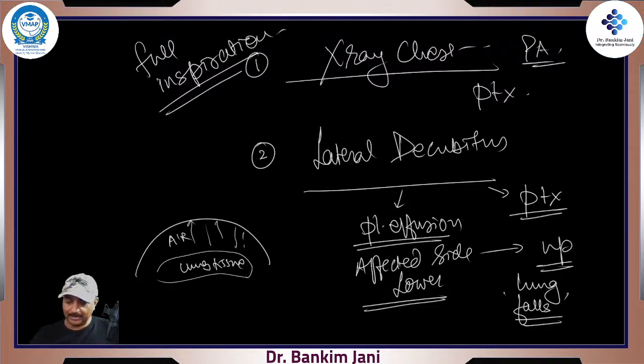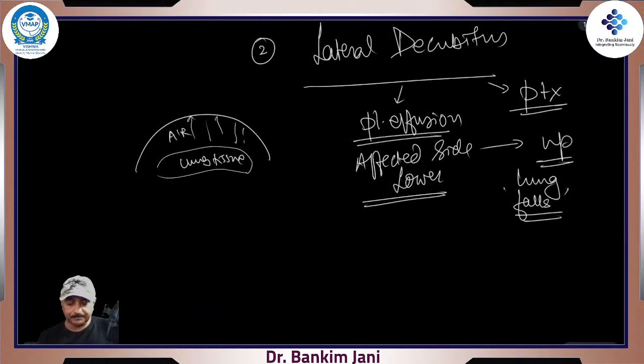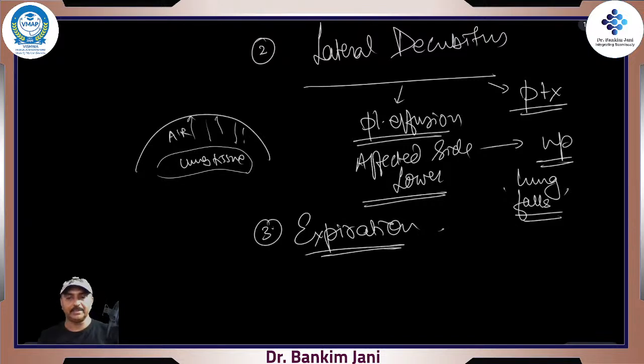So this is one. And third, you can take an x-ray even in expiration, right? But only after you have taken one in inspiration. Because in expiration, the lung would shrink, and when the lung shrinks, you'll be able to see the pneumothorax, the air where it is, quite properly.